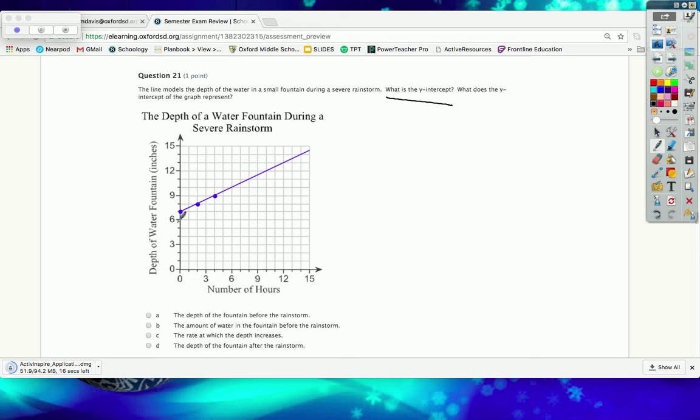So that's when the hours are 0. That is the height of water. So it is the depth of the fountain before the rainstorm. It's how much water was in there before the rain started coming down. For mine, that is A. For yours, that might be another letter.